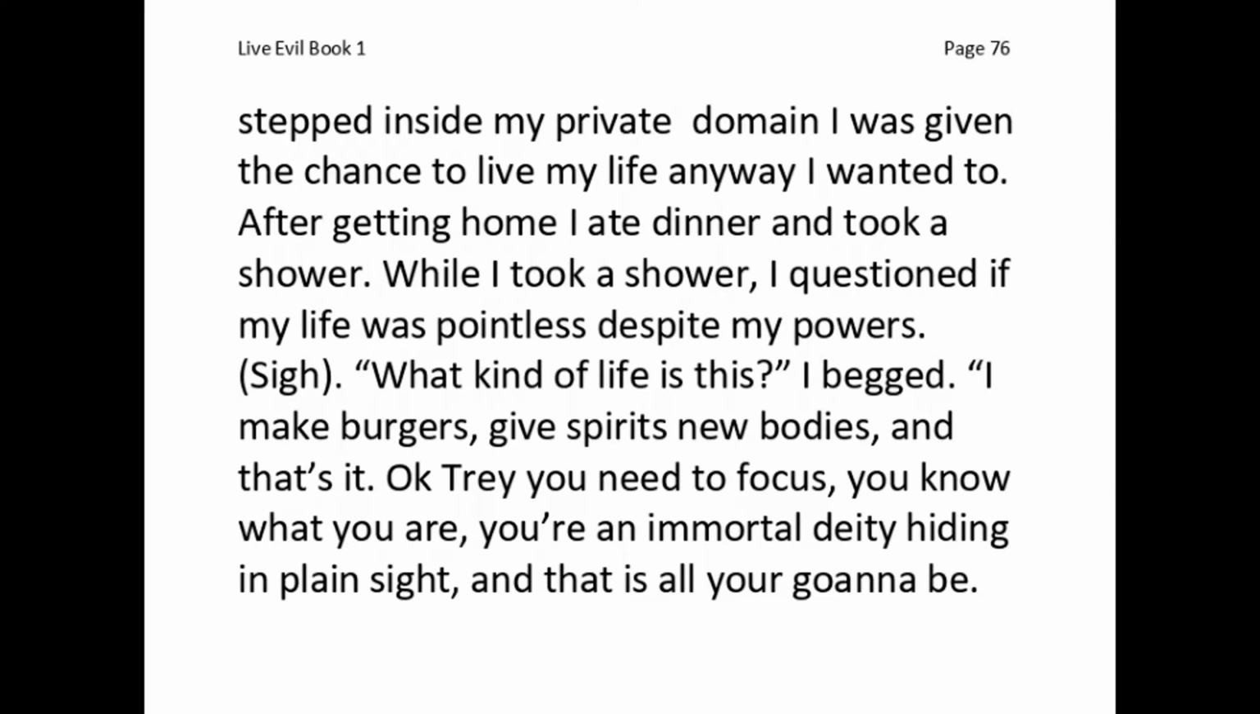Secondary extract. Example 1. Trey Parker. Live Evil. The Death Sentence Arc. June 18th, 2040. After getting home, I ate dinner and took a shower. While I took a shower, I questioned if my life was pointless despite my powers. "Sigh. What kind of life is this?" I begged. "I make burgers, give spirits new bodies, and that's it.